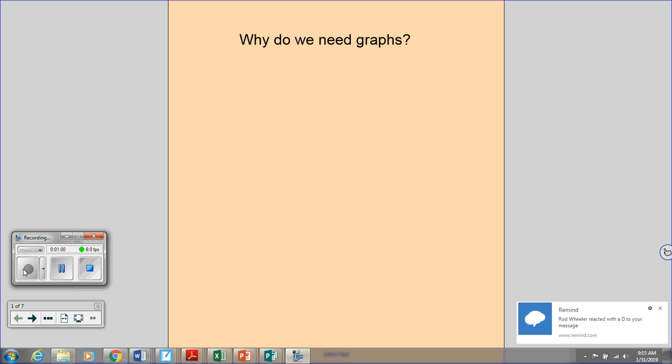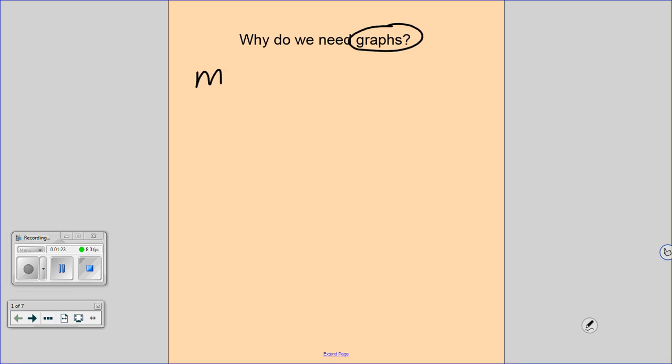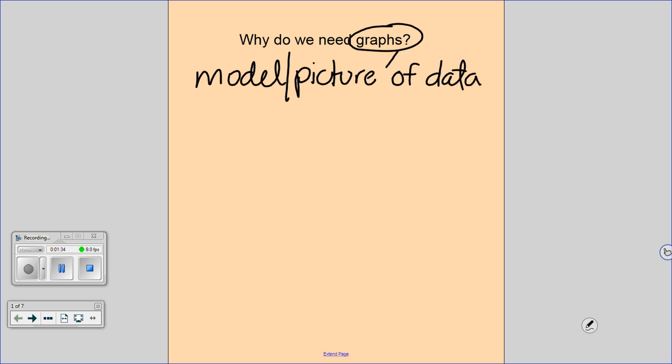Aiden, what's a graph? It is kind of like a chart. Jackson? A graph can be used to count things, or what people like sometimes. A graph is just a model or like a picture of data. So a graph would be a picture or model of data.